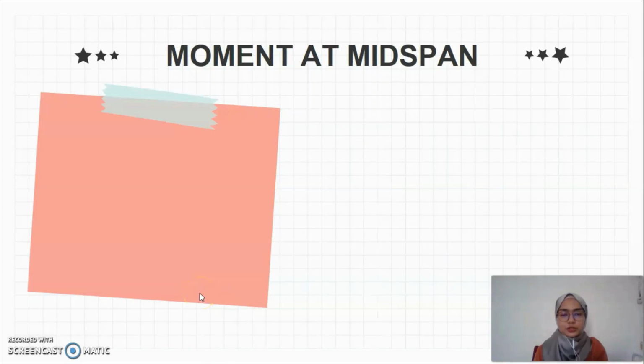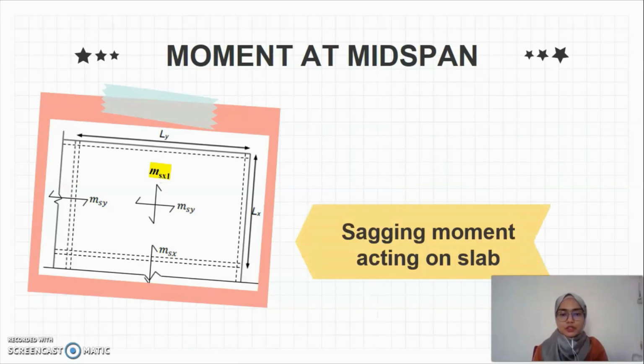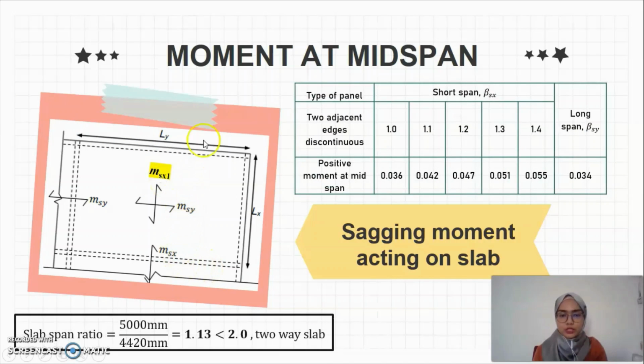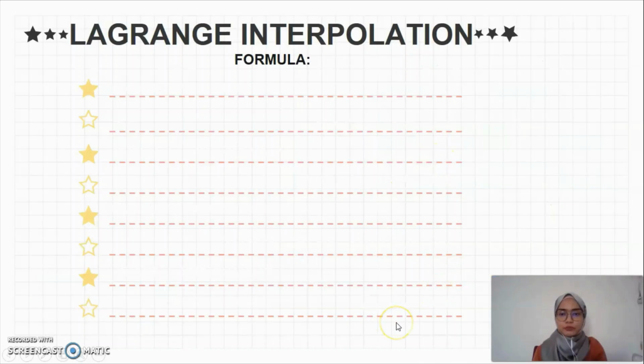Hi, so we are going to determine the bending coefficient at the midspan, and then we will calculate the bending moment acting on the slab. The sagging moment acting on the slab, the location is as shown in the figure, which is denoted as M_xx1. So the slab span ratio 1.13 is not in the table, but we know it is between 1.1 and 1.2, so we can use the Lagrange interpolation method.